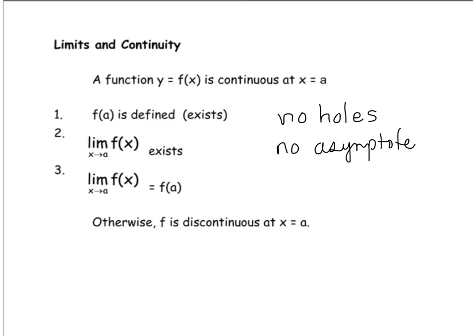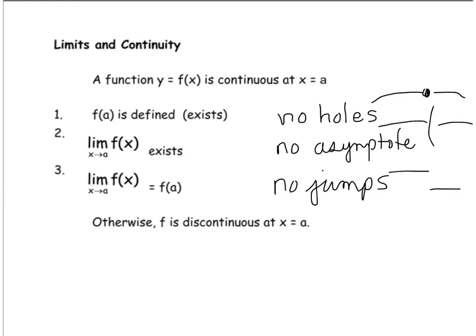The third criterion for a continuous function is that the limit has to equal the defined point. So in other words, no jumps. It says that here: this cannot be a hole. It has to actually exist. It cannot be an asymptote here, otherwise it's not continuous. And it can't be a jump. All these things should be pretty self-explanatory.